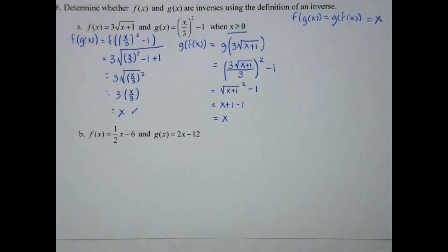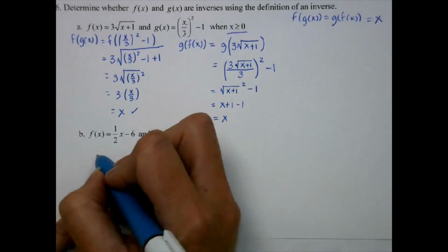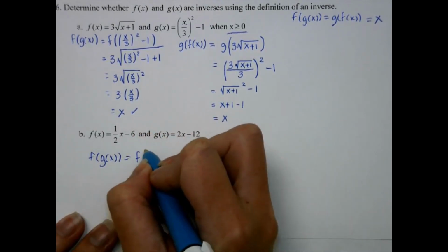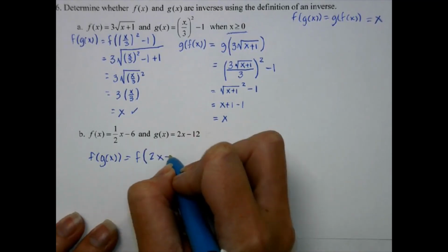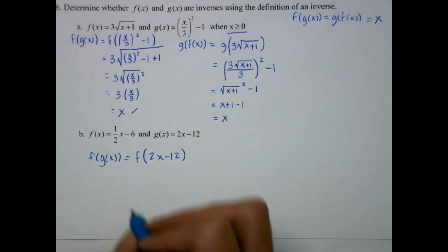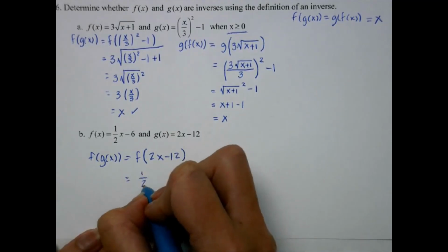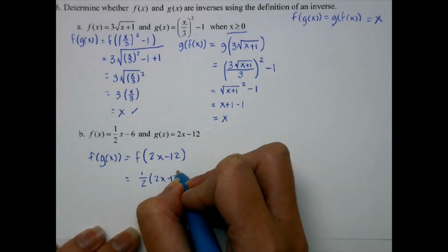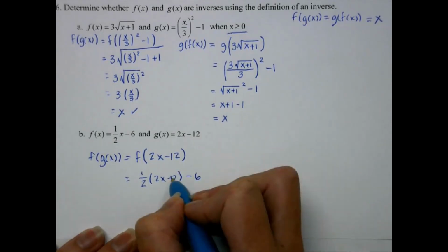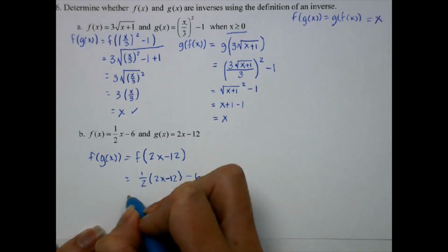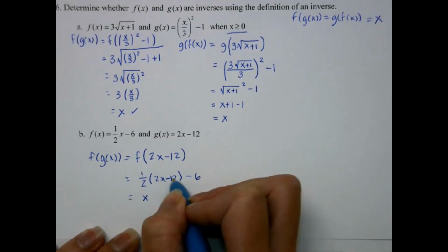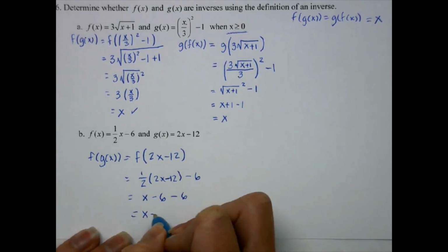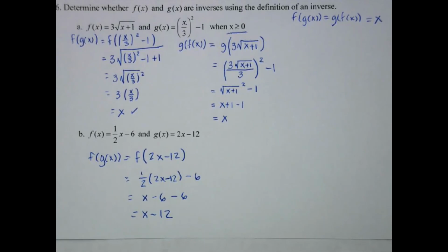All right, let's do this last one. So f of g of x is going to be f of 2x minus 12. Well, that's going to be 1/2 times 2x minus 12 minus 6. So 1/2 of 2x is x. 1/2, we have a minus 6. Minus 6, which gets us x minus 12. That is not x. These are not inverses.